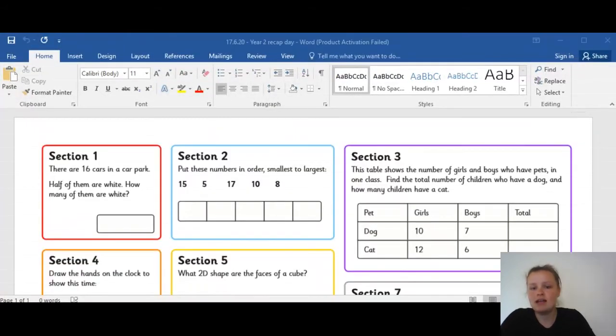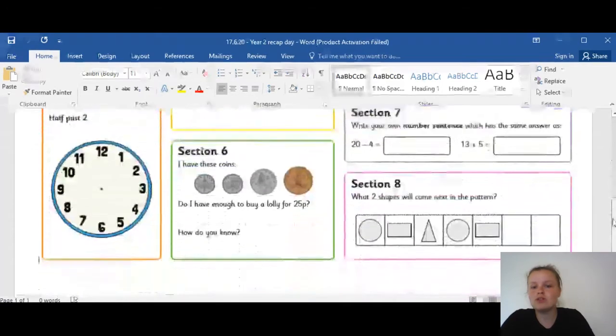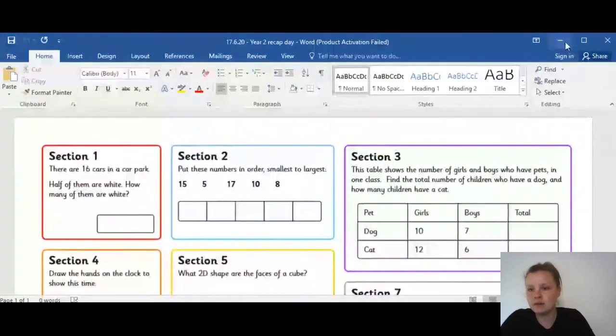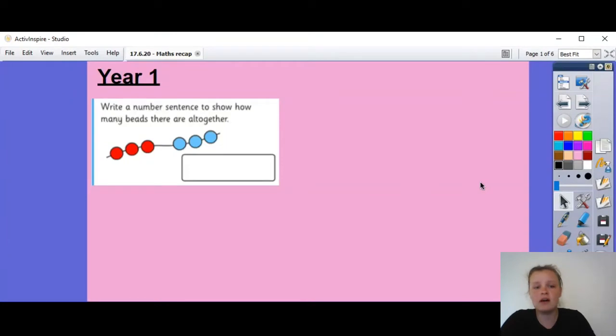And then here is, let me just bring up the year 2 one. Okay, so this is the year 2 one. And again, lots of different questions that we're going to work through today. So let's bring up the slides. Today we're starting with the year 1 questions, and then we'll move on to the year 2 questions.